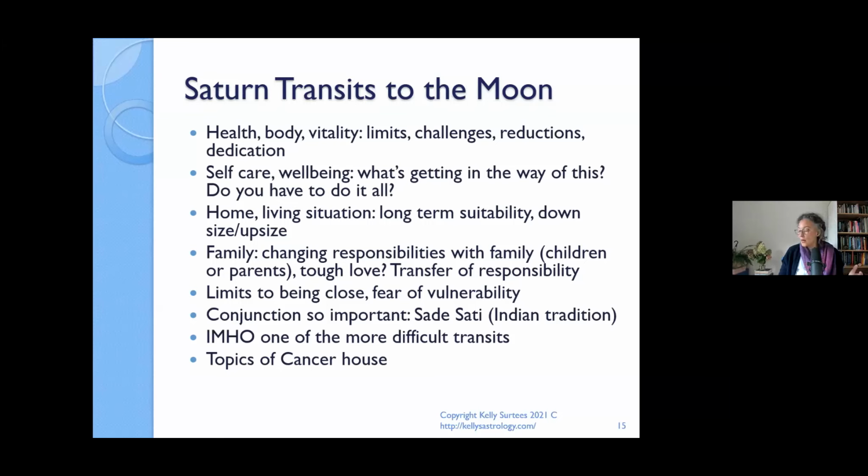So I want to do two very brief examples that I actually think have a quality of showing how you can reclaim a level of protection for yourself. You might find that with Saturn to the moon, you could be getting responsibility. And if it's a responsibility you want, then you're just working really hard through that.